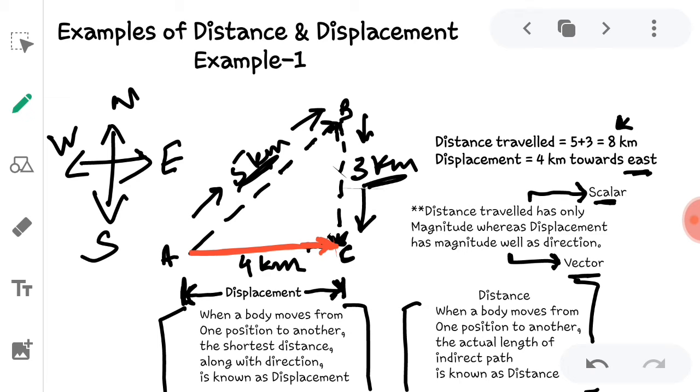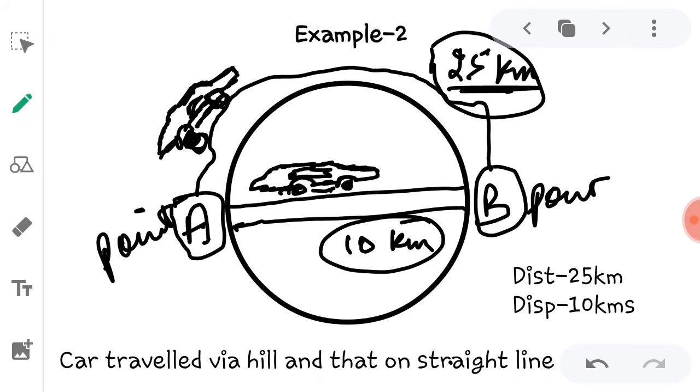So north, south, east and west. You can clearly see that on your right is east: 4 kilometers towards east. So displacement is called a vector quantity, and distance is called a scalar quantity, because a scalar quantity has magnitude only, no direction, and a vector quantity has both direction and magnitude. We'll discuss what vector and scalar are in our later video lectures.